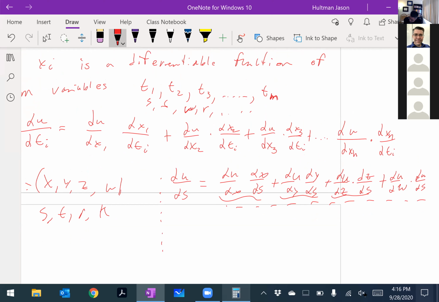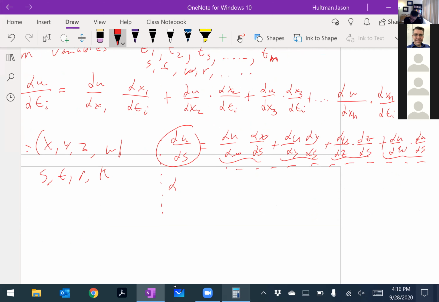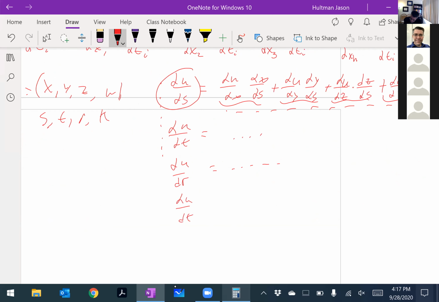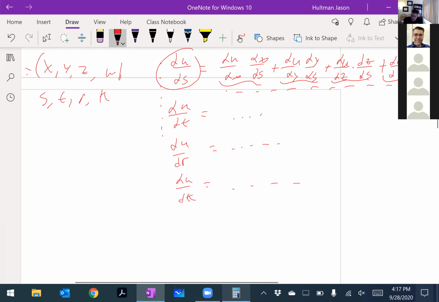4 terms and four partials each of them. And so you would say, oh, well, this is going to be du/dt equals blah blah blah, du/dr equals blah blah blah, and du/dk equals blah blah blah. And that's how you do it. I'm not going to spend a whole lot of time on doing one like this. Just know that you can. And you may be asked to do one in the homework, a small one, maybe like a 2 by 3.